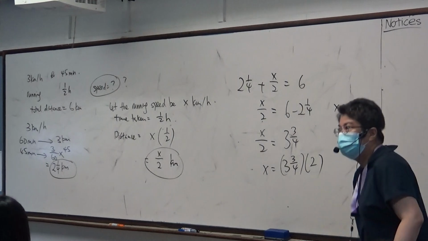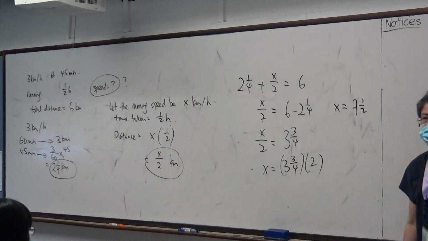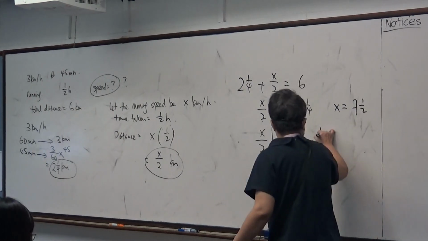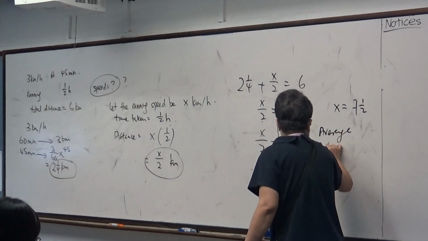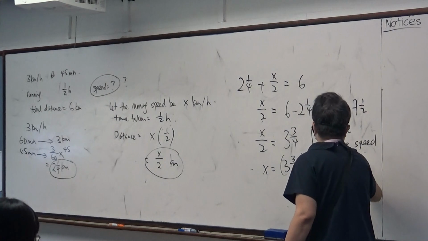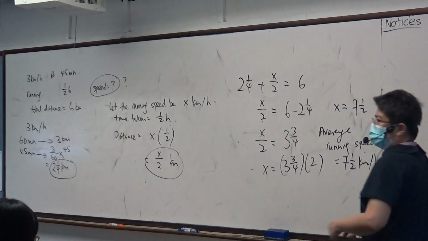Now, do I stop here? What did the question ask for again? Can you tell me? Find what? His average running speed, right? So, average running speed will be 7.5 kilometers per hour.